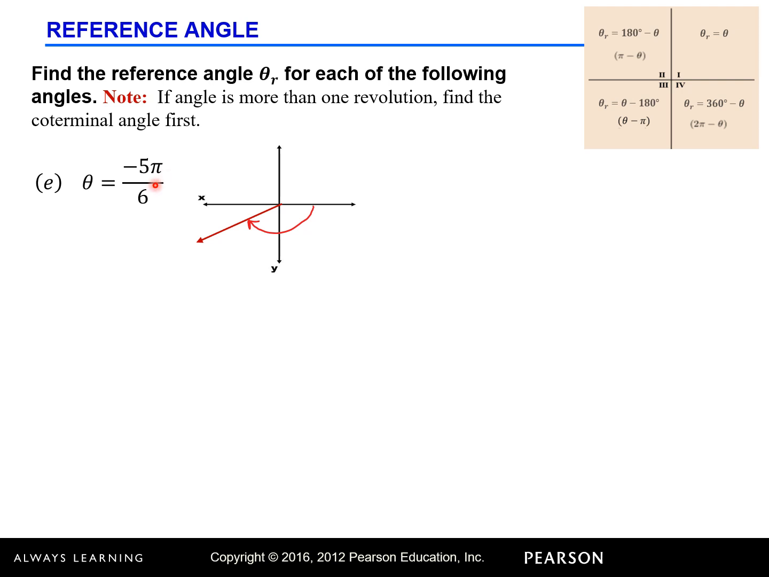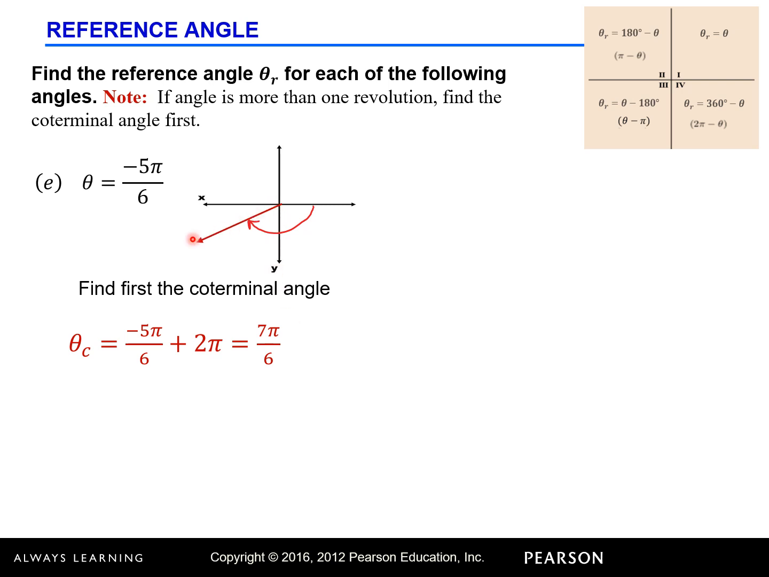So if you want, you can change this first to its coterminal angle by adding 2 pi to the given angle. So we will now get 7 pi over 6. This 7 pi over 6 and this negative 5 pi over 6 are coterminal angles, meaning they have the same terminal side. Then we can now find the reference angle of this 7 pi over 6.